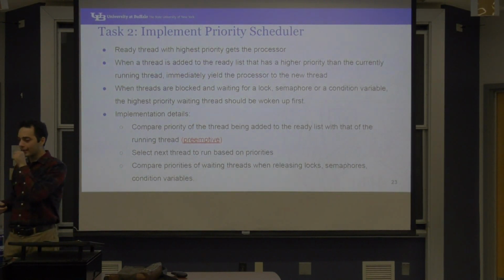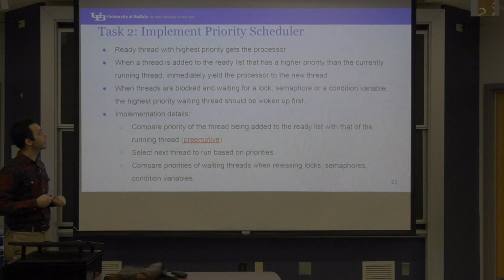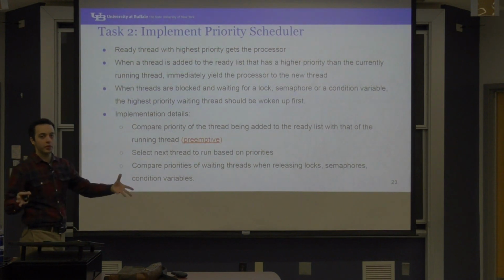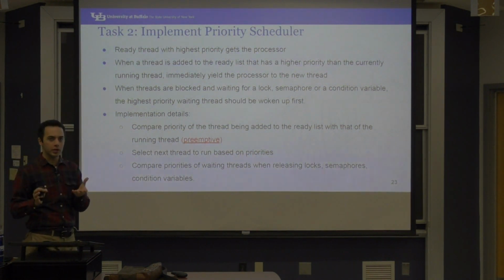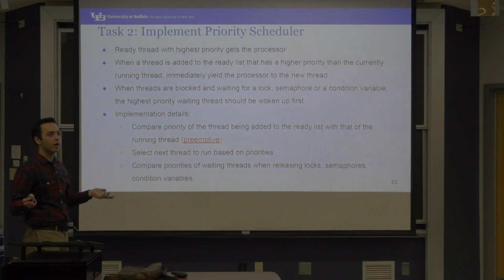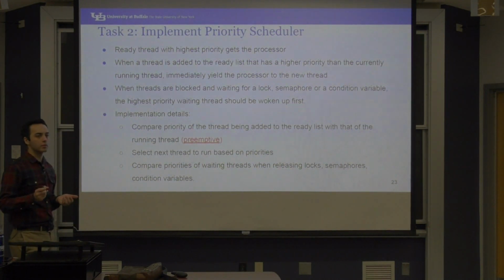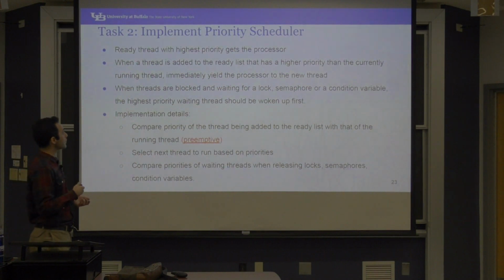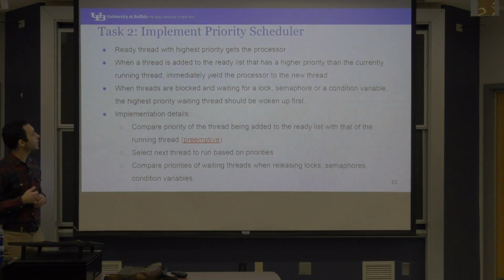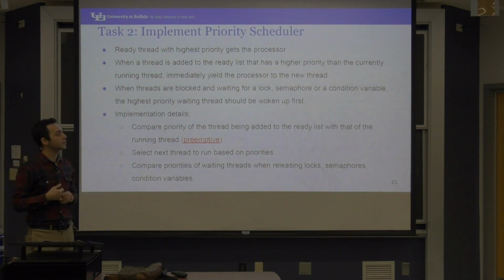Next task is your priority scheduler. So in it, the ready thread with the highest priority gets the processor. Again, you have multiple threads. If you implement a priority scheduler, then the higher priority threads have the dibs on the CPU, basically. When a thread is added to the ready list that has a higher priority than the currently running thread, immediately yield the processor to the new thread.